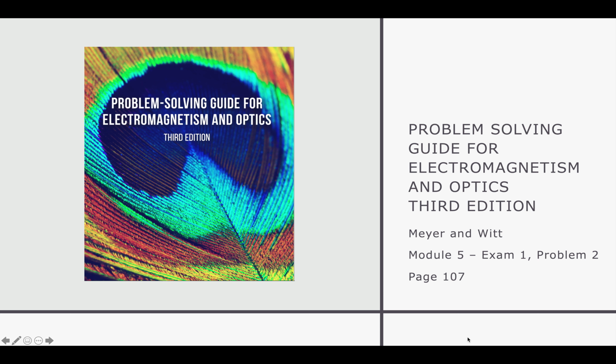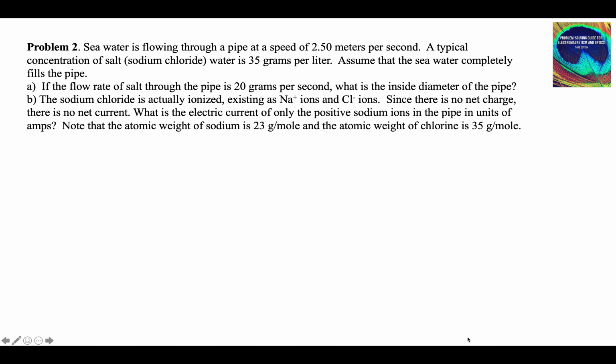This is a work-through of Problem 2 on Exam 1 of Module 5 in the book Problem Solving Guide for Electromagnetism and Optics. This problem involves the flow rate of seawater through a pipe. The speed of the seawater is 2.5 meters per second.